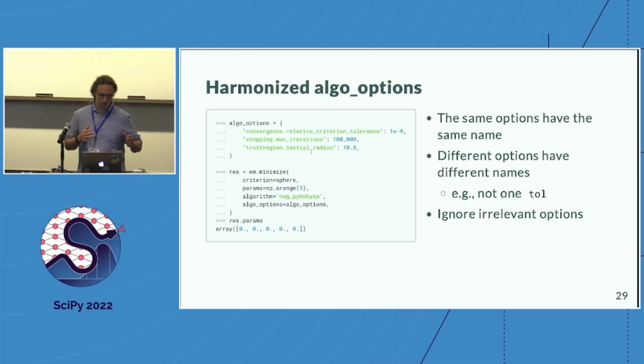A key design goal was that you can switch between algorithms with just changing the string, just changing the name. So instead of raising errors, we simply raise a warning if there are unsupported algo options because it might have been a typo, but otherwise we ignore them and continue.